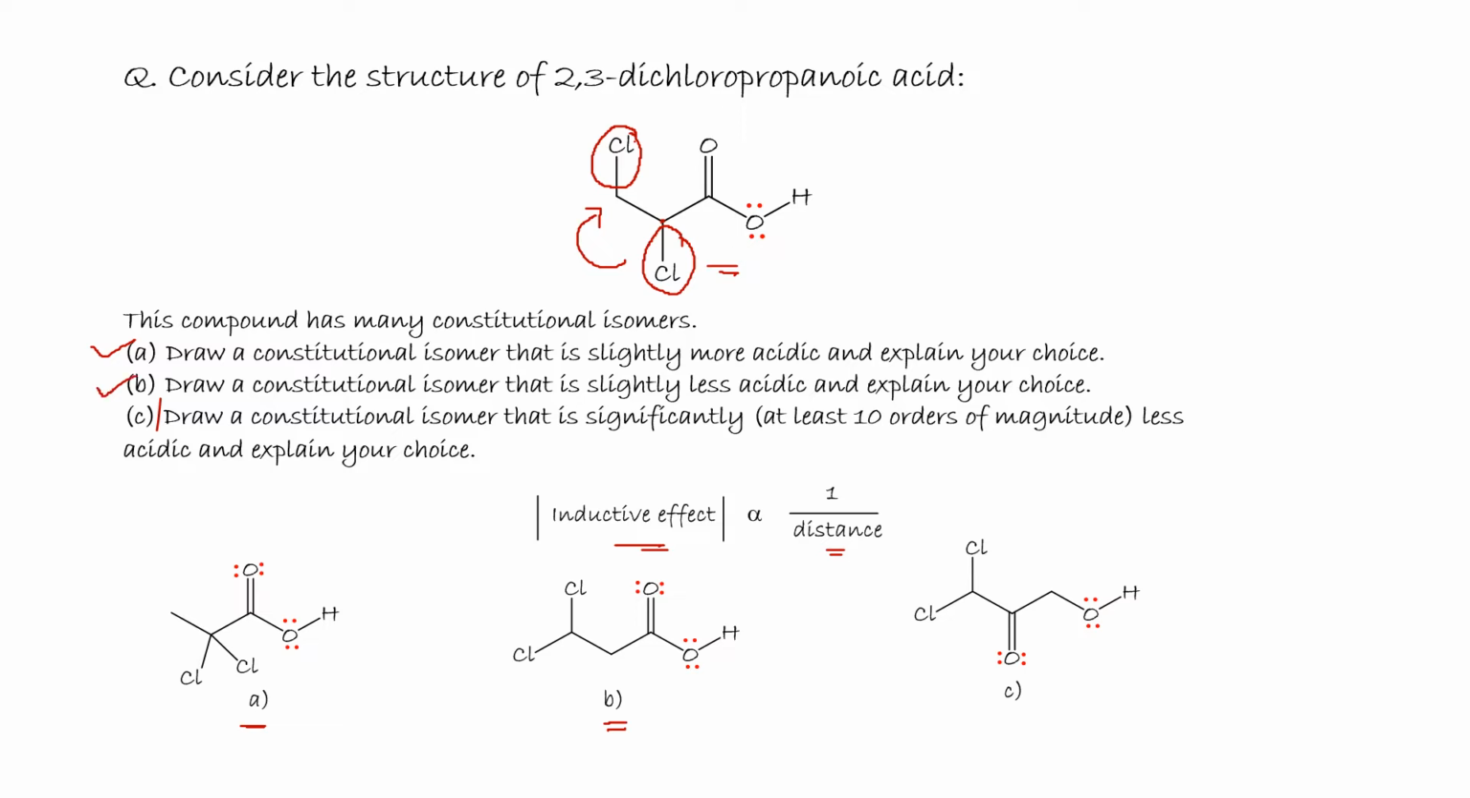Draw a constitutional isomer that is significantly, at least 10 orders of magnitude, less acidic and explain your choice. Changing it from the carboxyl functional group to an alcohol functional group, of course, will decrease the acidity by more than 10 orders.